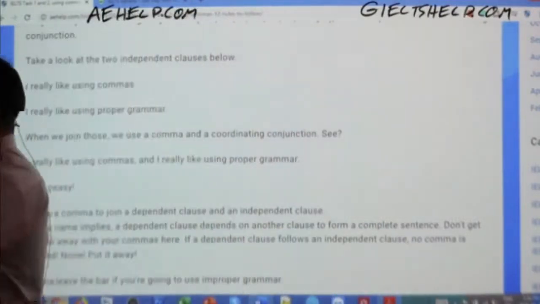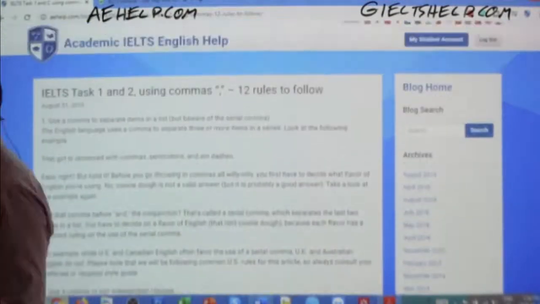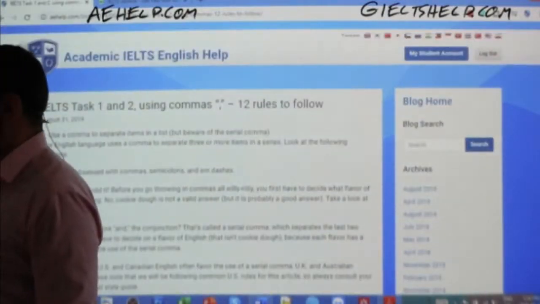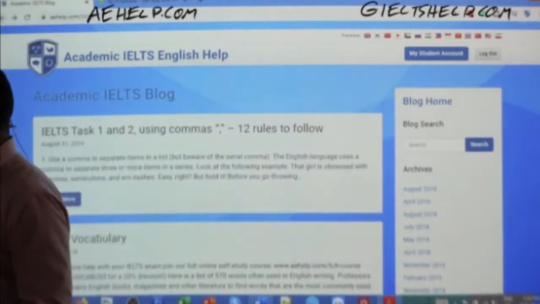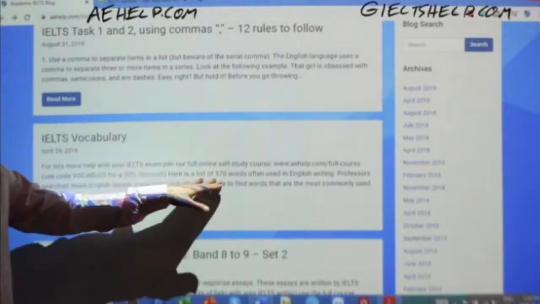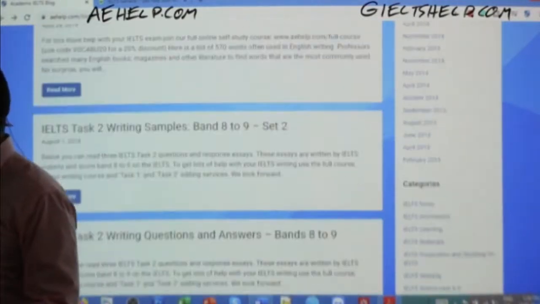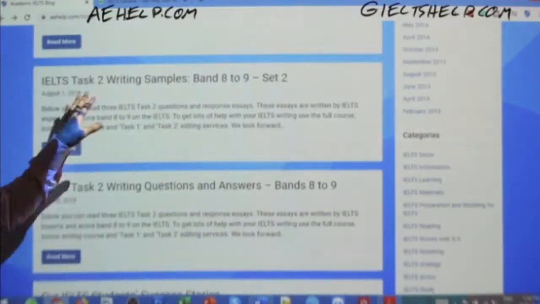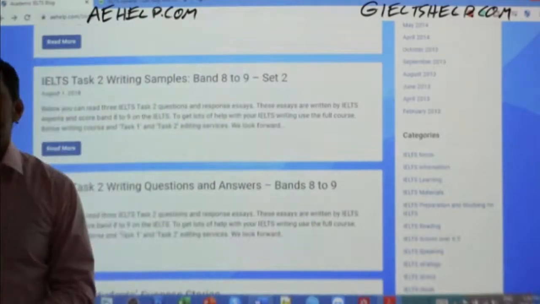A lot of our blog posts are based on the most popular questions that a lot of students are wondering about with both the IELTS exam as well as English communication. So here you have, for example, IELTS vocabulary, 570 words. Then here you have IELTS Task 2 writing samples, how to score band 8 to 9, lots of different sets.